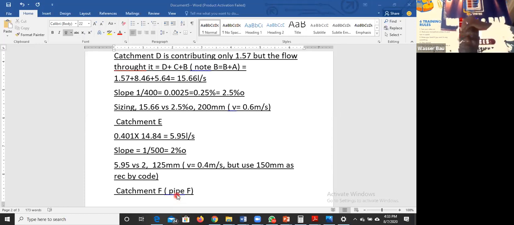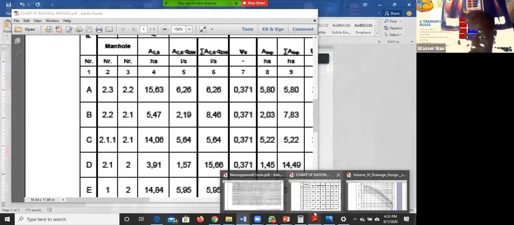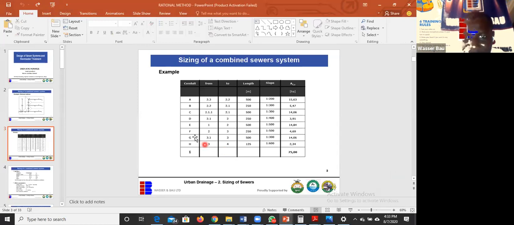So catchment F now, which is pipe F, is where we are. I wanted to leave it for us to solve, but let me do it, and that will be the last one I'll do. The subsequent ones, all of us are going to do. So let's look at the parameters of catchment F again. The slope is 0.2% or 2 per 1,000.